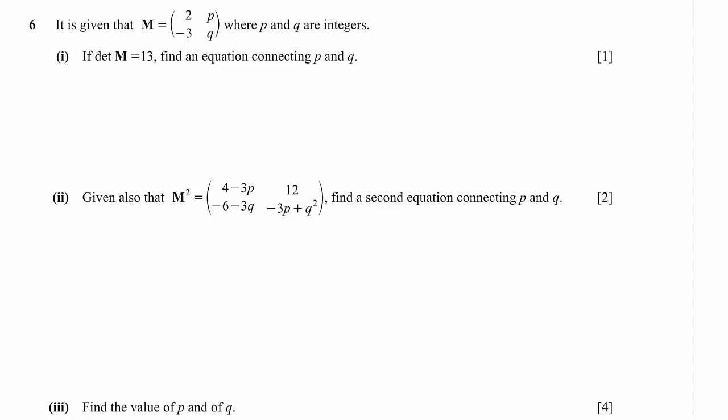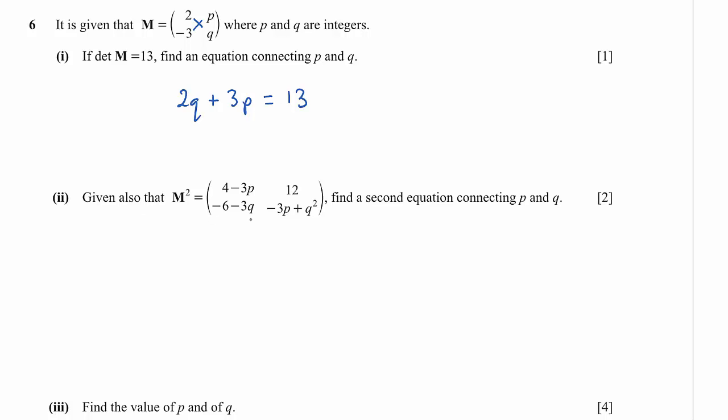So we're given that M is this matrix here, 2p negative 3q. P and q we're told are integers. If the determinant of M is 13, find an equation connecting p and q. Well, we know that we get the determinant by doing the leading diagonal, so that would be 2q, take away the other diagonal, negative 3 times p, so that's going to end up being plus 3p, and we know that that determinant is 13.